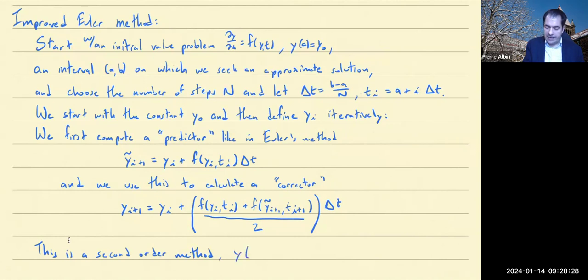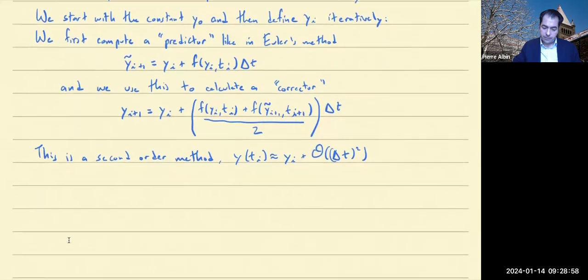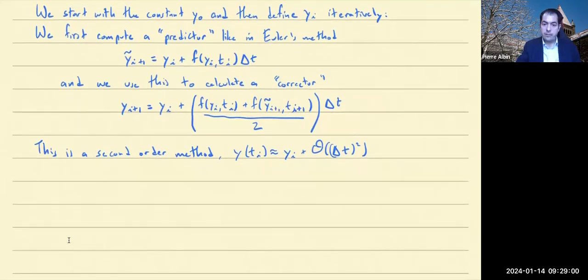So the actual value of the solution at the point t_i is like y_i, but with an error of order delta t squared. Okay, this is a capital O. This is how I write my capital O's because I don't want them to be confused with zeros. So it's a capital O of delta t squared.